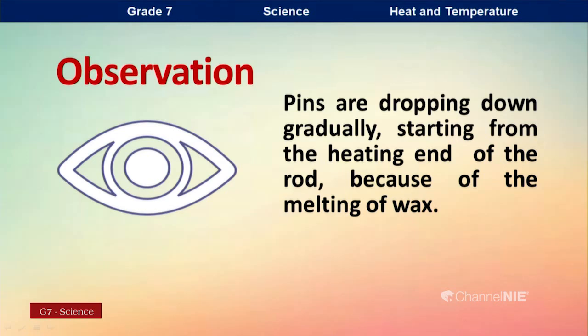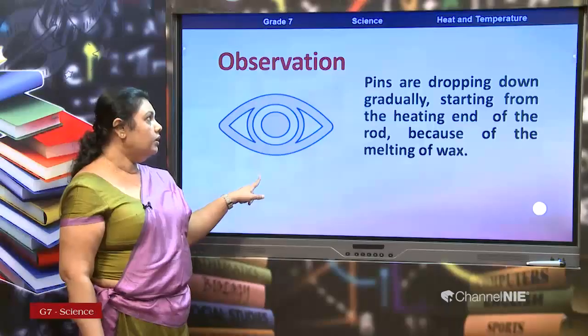You know the word gradually. One by one, starting from the heating end, at the beginning of the flame. The heating end of the rod, because of melting wax. Wax is melting. Why is wax melting? Because heat is transferred to the wax. So, you saw very well what happened there.